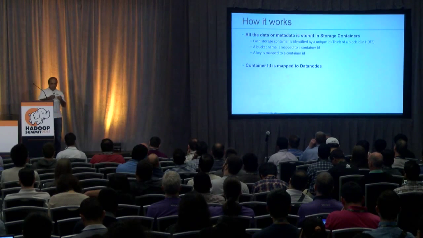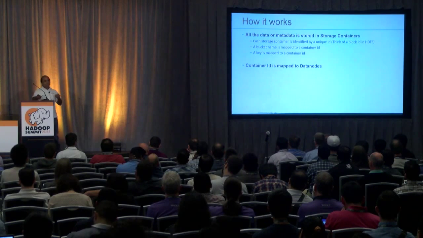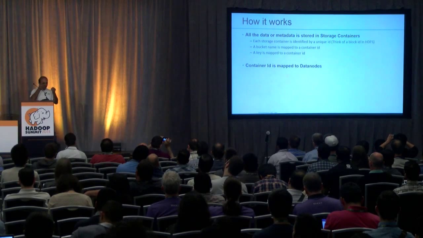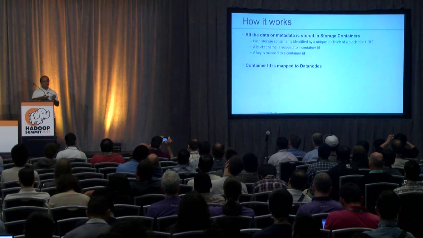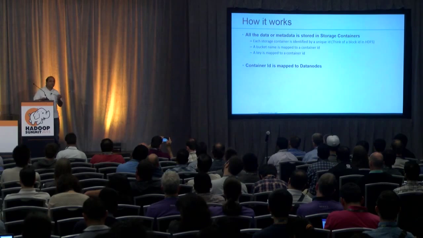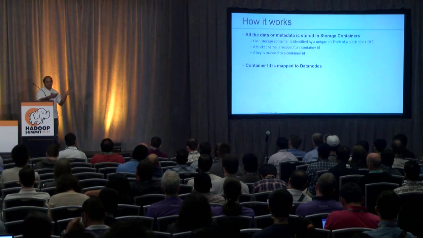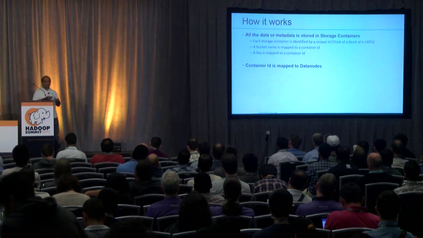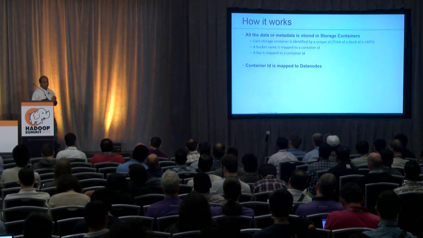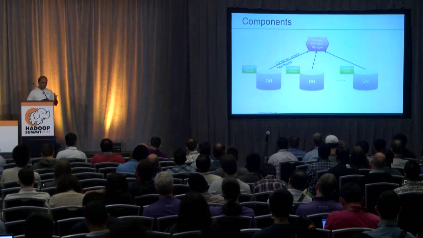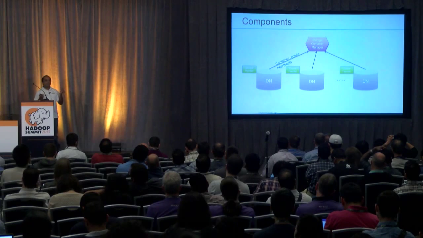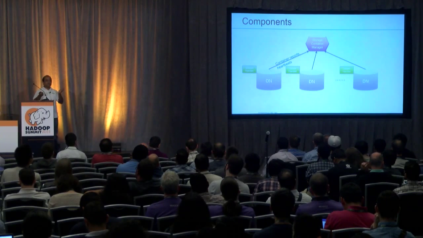A key is mapped to a container ID, and a container ID is mapped to the data nodes. The reason for this is that we already have mechanisms in HDFS to track block locations, and we can reuse them to track container locations. So this picture is very similar to an HDFS picture. Instead of a name node, I have a storage container manager. Think of HDFS's block manager, maintaining a big map where, given a container ID, it can tell you which data node has this container.